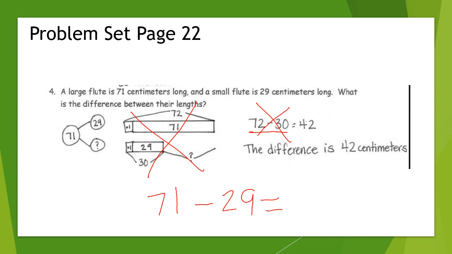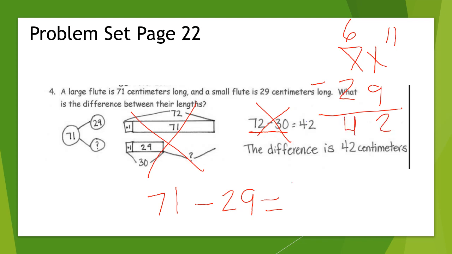So I'm going to show in vertical form. 71 minus 29. I can't do 1 minus 9 in my 1, so I have to unbundle. 7 becomes 6 tenths. 1 becomes 11. 11 minus 9 equals 2, and 6 minus 2 equals 4. The difference is 42 centimeters.